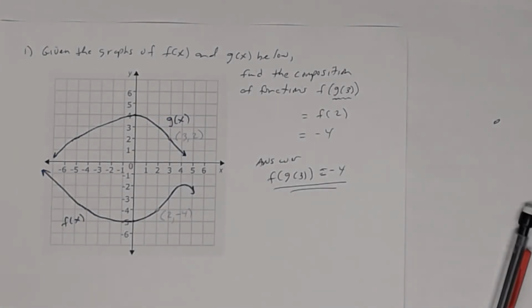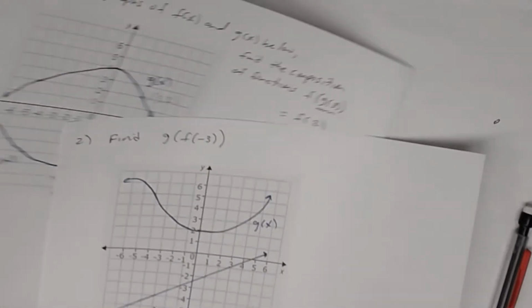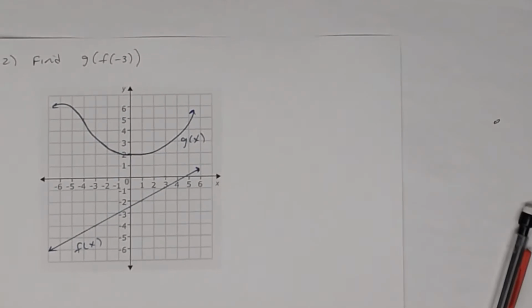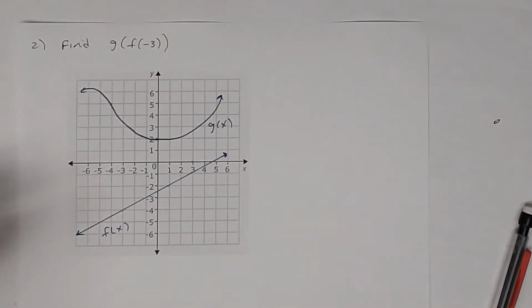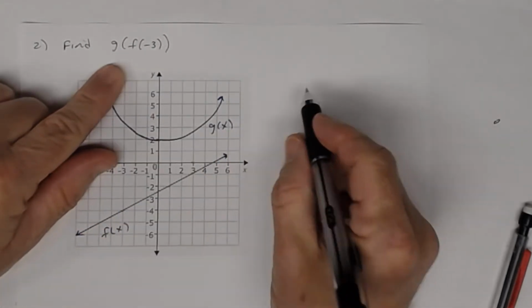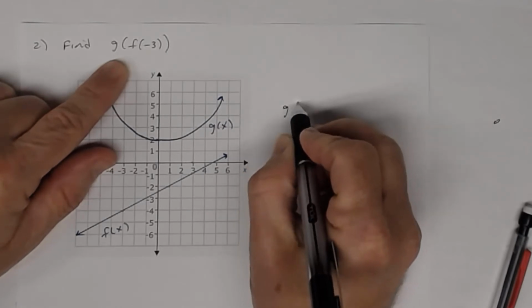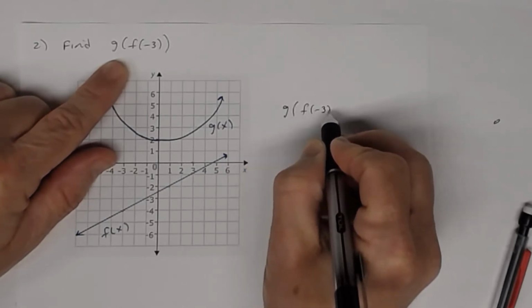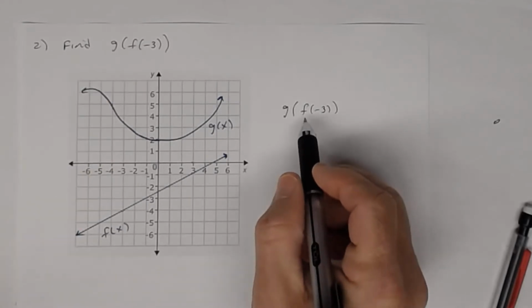Let's look at number 2. Number 2, the same idea. You're given two graphs, same process, nothing difficult at all. Let me go ahead and rewrite this here. We want to find g of f of negative 3. So we want to compose those two functions.